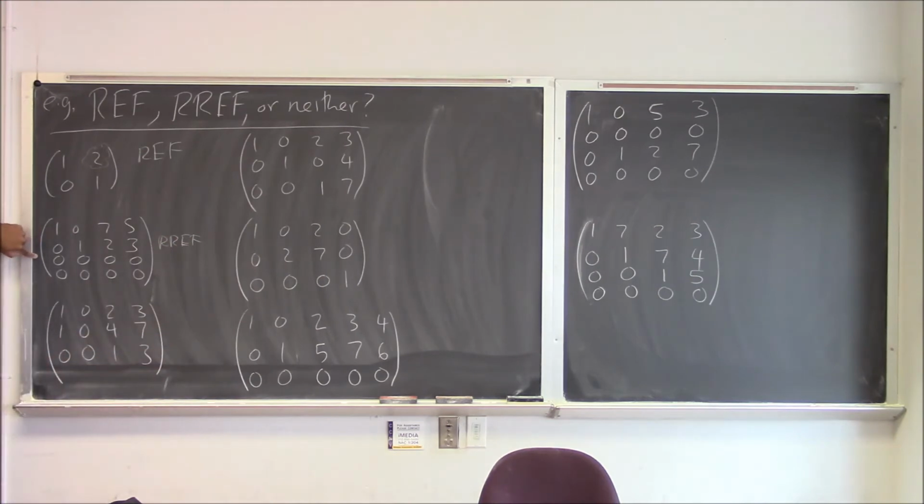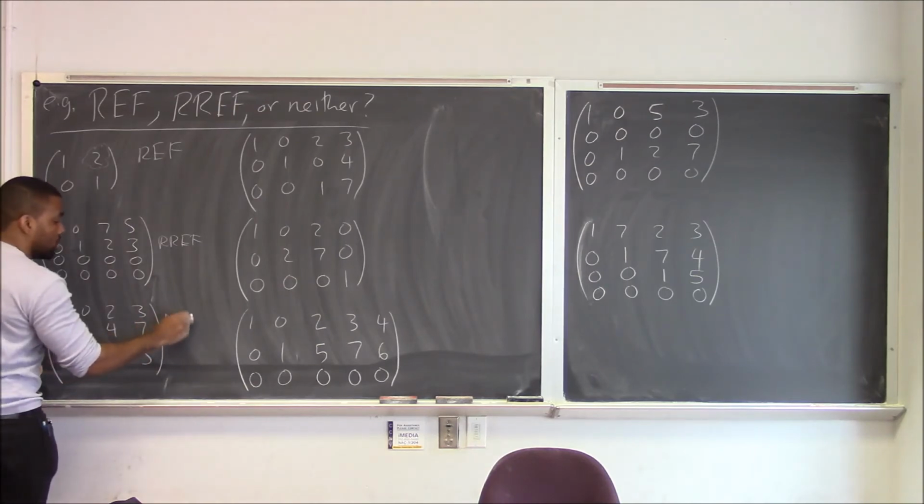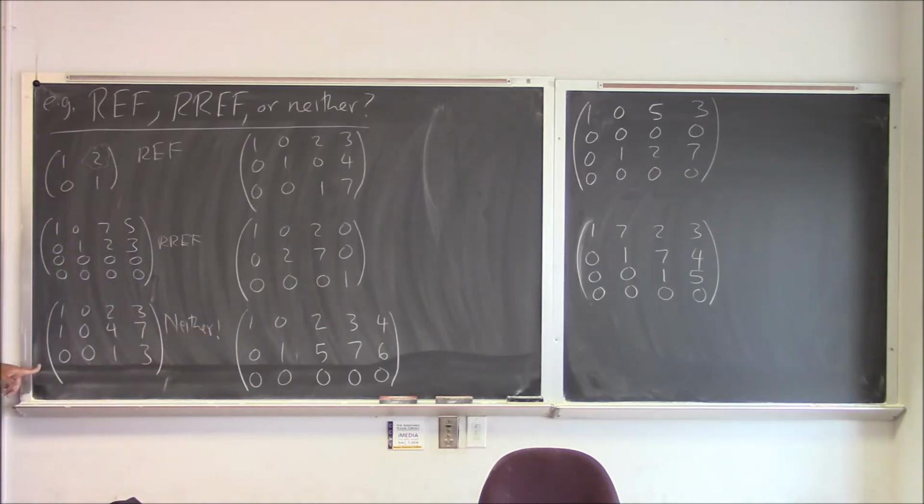How do we know? Let's go through the criteria. All zero rows are at the bottom. First non-zero number in each row is a 1. 1s occur to the right of 1s above it. And literally below them, they're all zeros in the column, but also above, they're all zeros in the column. So this is actually reduced row echelon form. Next one: neither. Why? Two 1s in the same column. Both of these are pivots, but this guy in the lower row is not to the right of the one in the upper row.